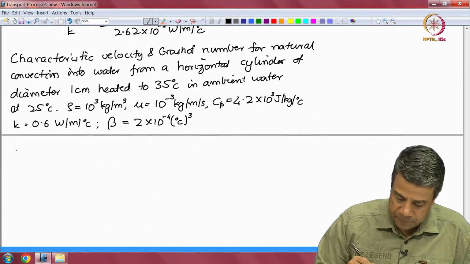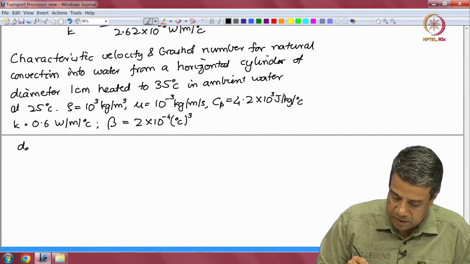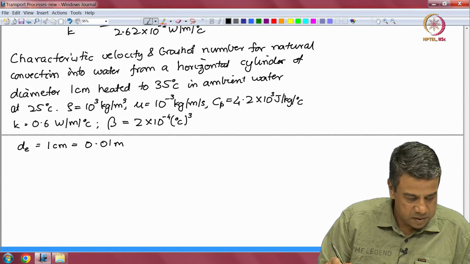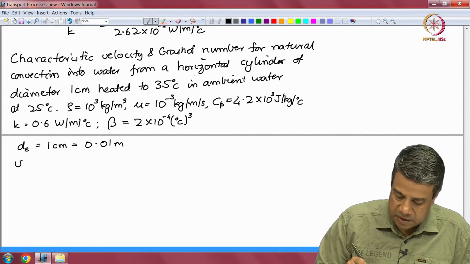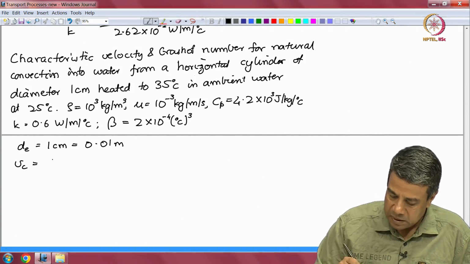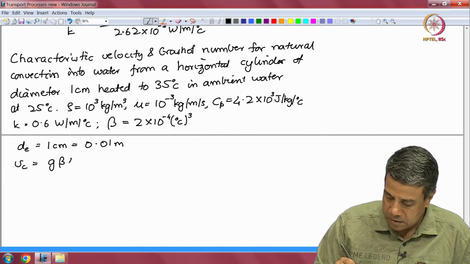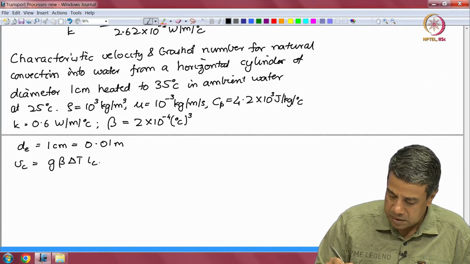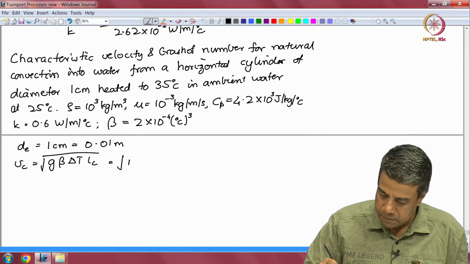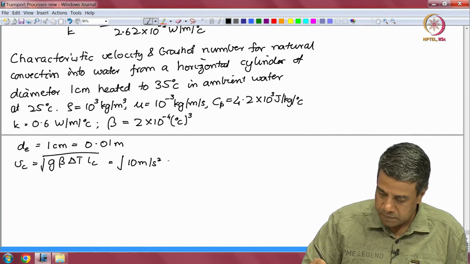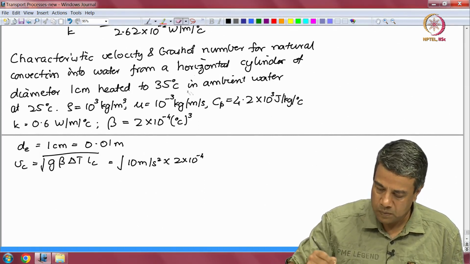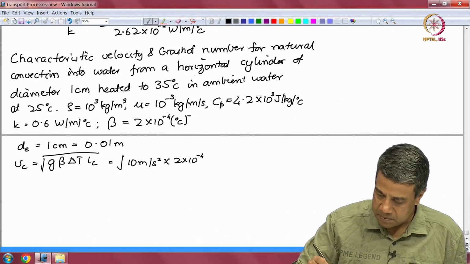So, let us do that. The characteristic diameter in this case is just equal to 1 centimeter, equal to 0.01 meters. The characteristic velocity is equal to the square root of rho g beta delta T Lc. My apologies, this should be inverse, please correct that.